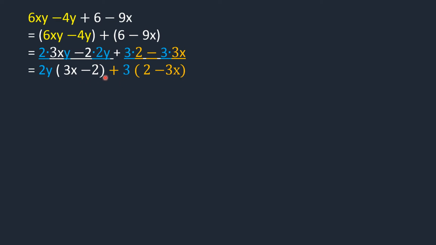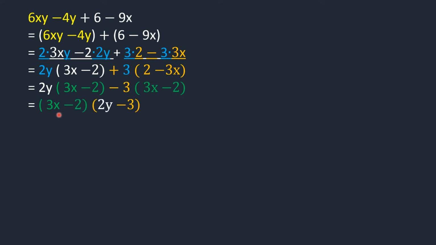Here 3x minus 2 and 2 minus 3x are in the reverse order. So to correct the order, we will write this plus 3 as minus 3, so that we can write minus 3x as 3x and plus 2 as minus 2, because this minus sign with this minus sign will become plus, and this minus sign with this plus sign will become minus here. Now we have 3x minus 2 as the common factor, which we will write in the next step.